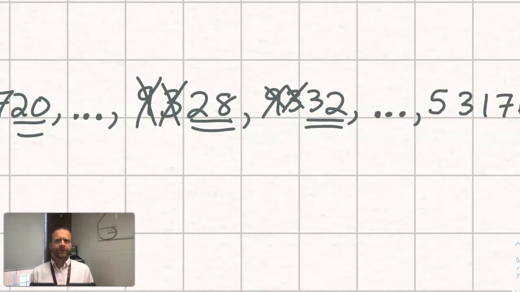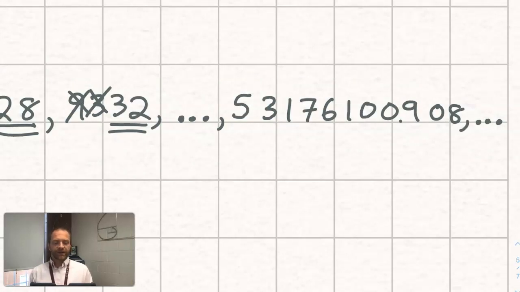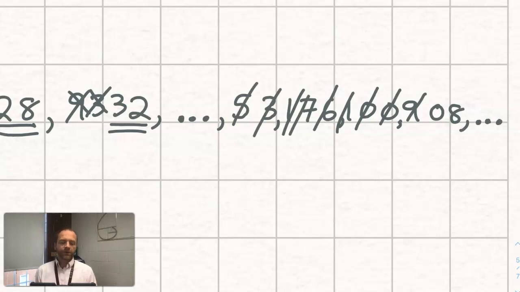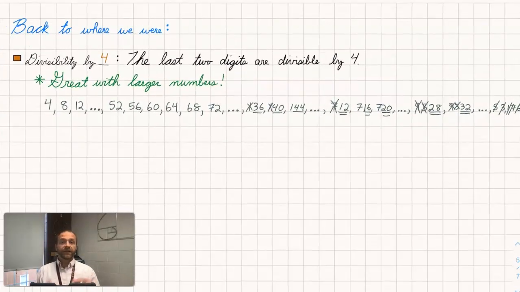Let's have a little bit of fun, though. That's a big number. That one's huge. I mean, look at this. There's the break. I have 53,176,100,908. How am I supposed to know 4 goes into that? Well, because I don't care about the 100s, the 1,000s, the 10,000s, the 100,000s. You hear, I don't care about these bigger ones. I only care about the last two digits to determine if it's divisible by 4. And in fact, 08, the number 8, is divisible by 4, so is that entire large number. So this is a really good one to check when you're dealing with big numbers.